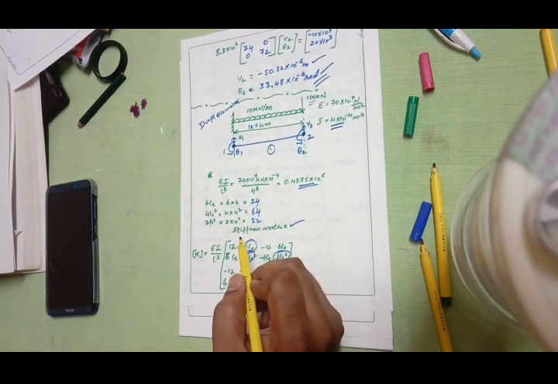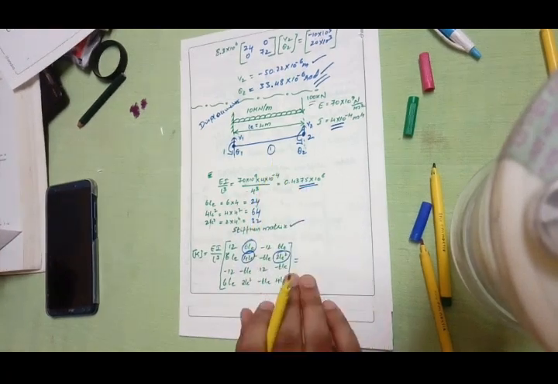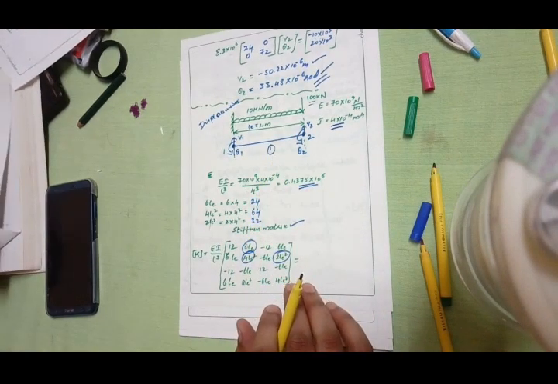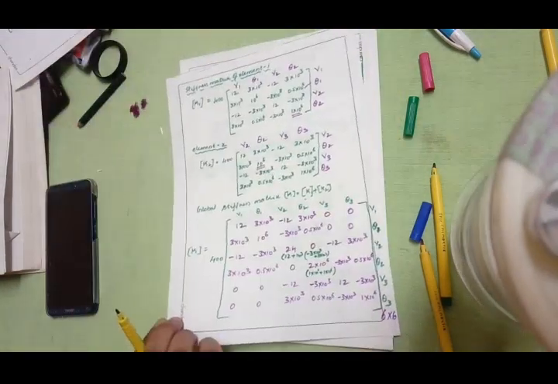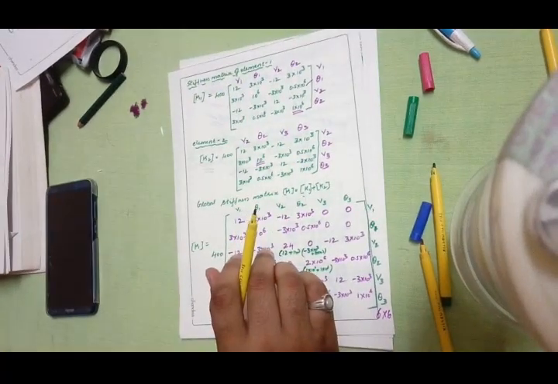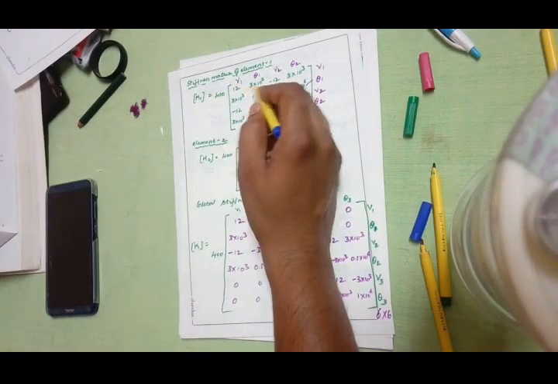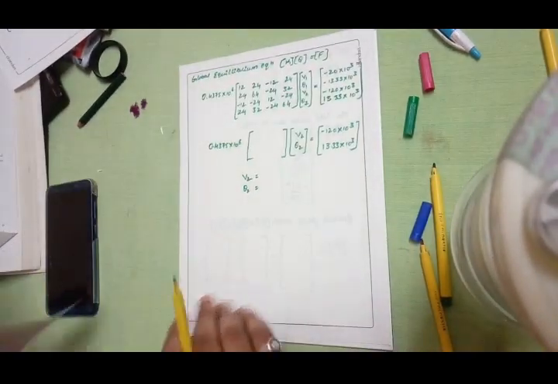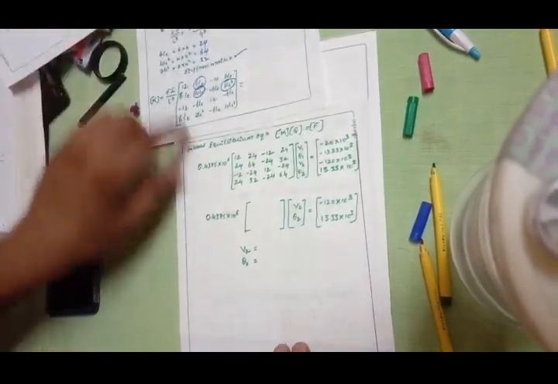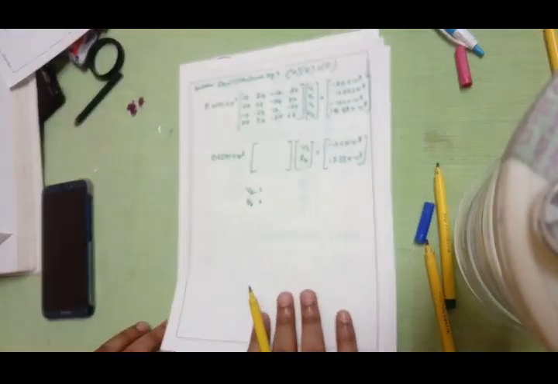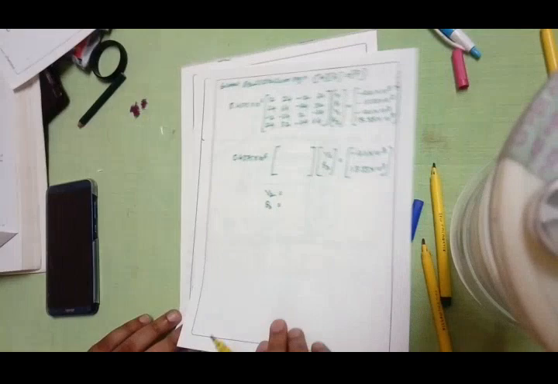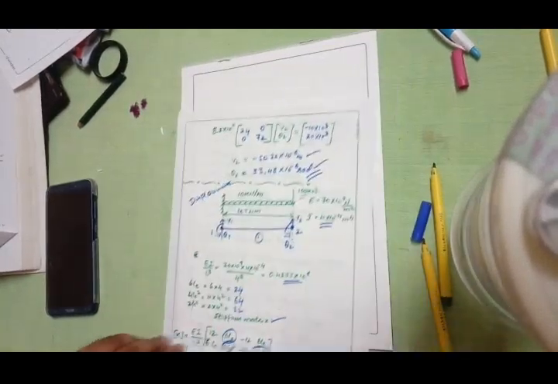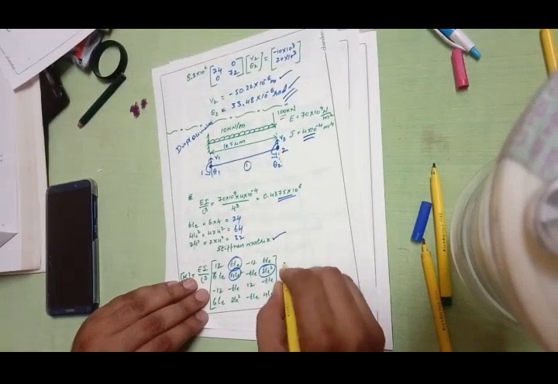And one thing here is, since it's only one element, I have written the stiffness matrix for that element over here. Just have a look into it. I've written all the values. Sorry, this is not the stiffness matrix. Here I have written the values. Let me write it once again.